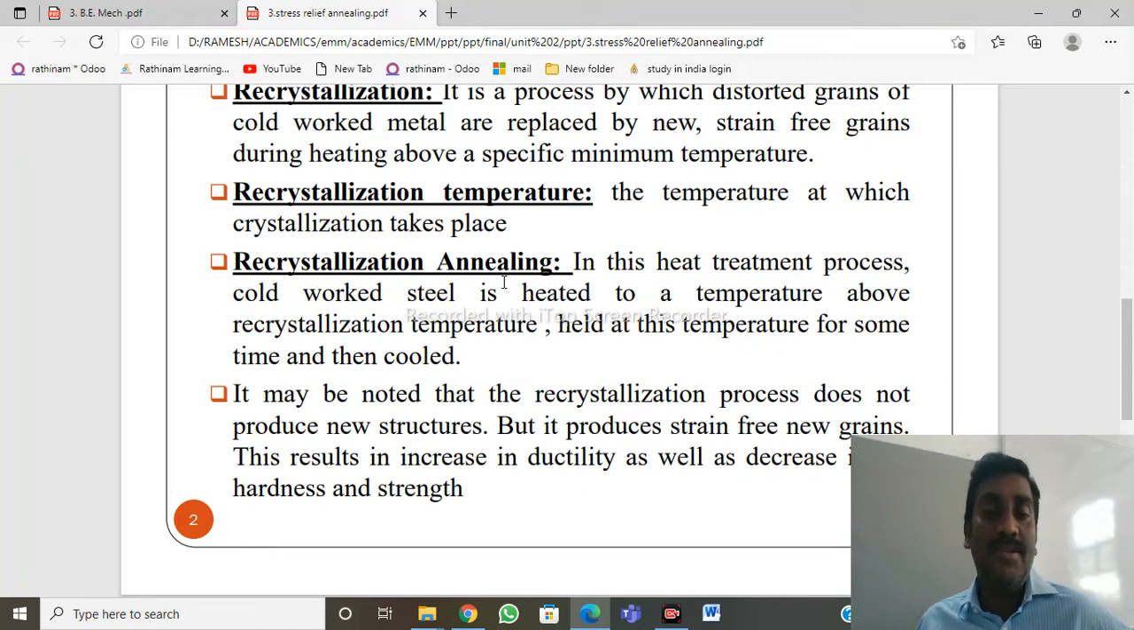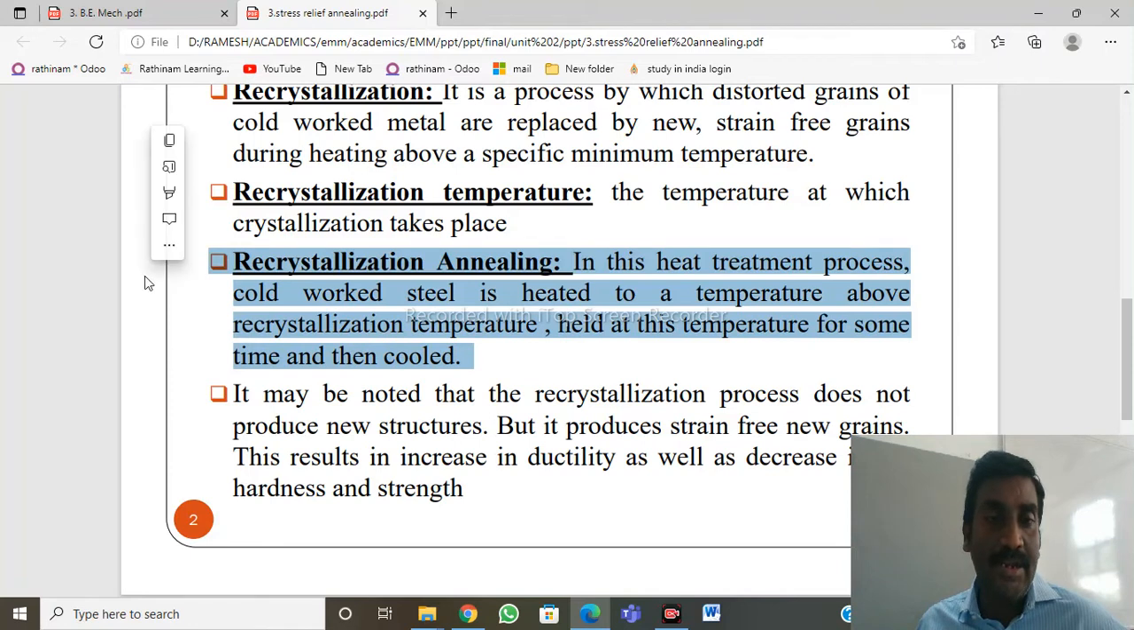So what is meant by recrystallization annealing? It is a heat treatment process of cold worked steel. It is heated to a temperature above the recrystallization temperature, held at that temperature for some time, and then cooled to room temperature. So this is the process of recrystallization annealing. The only difference is that we are heating up to the recrystallization temperature. This is the difference between the other annealing processes and this process.